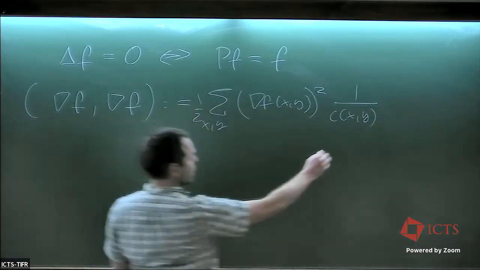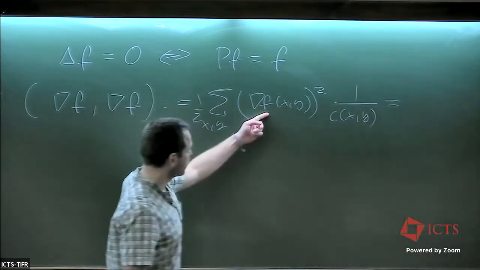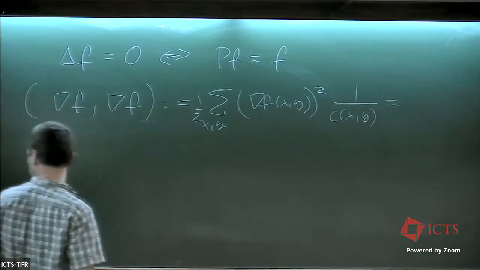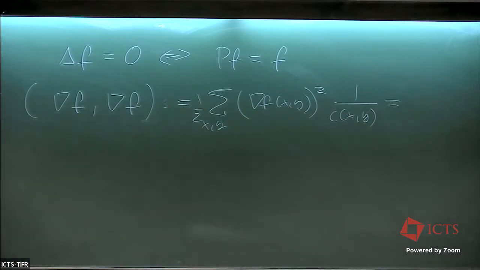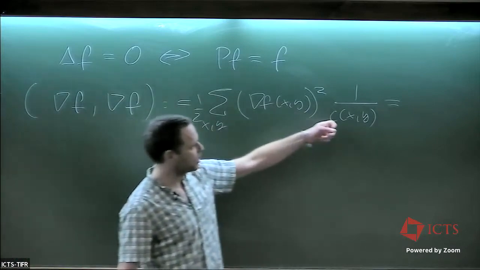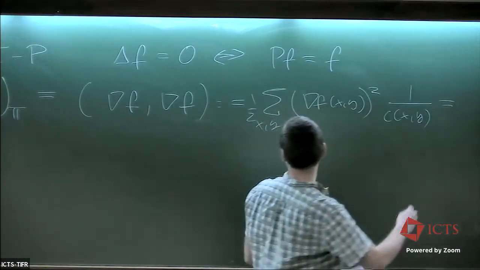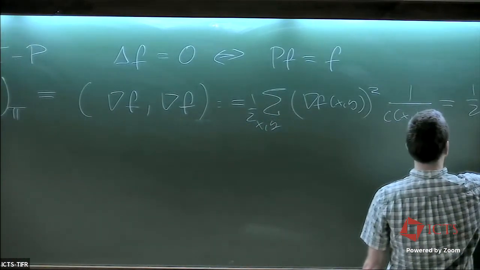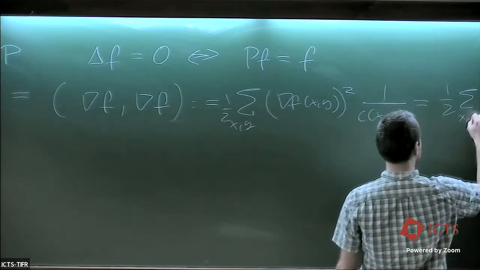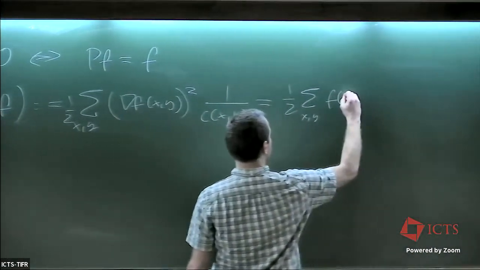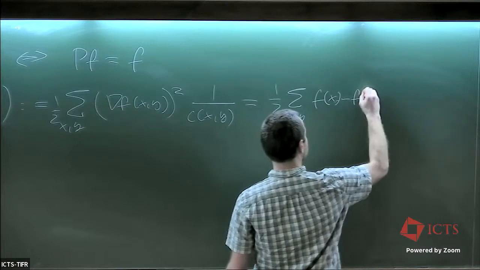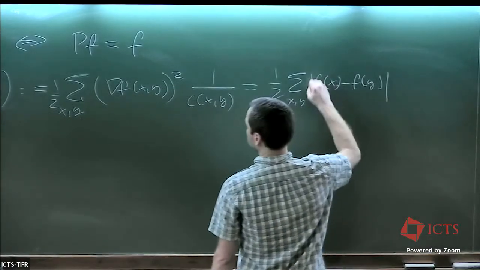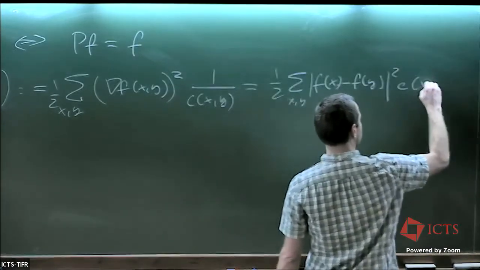So what is it? Here I had multiplication by C twice. I mean, here I have it once in the gradient, here I have it twice, and I'm dividing once. So it is 1/2 the sum over x and y of (f_x minus f_y) squared times c_xy.